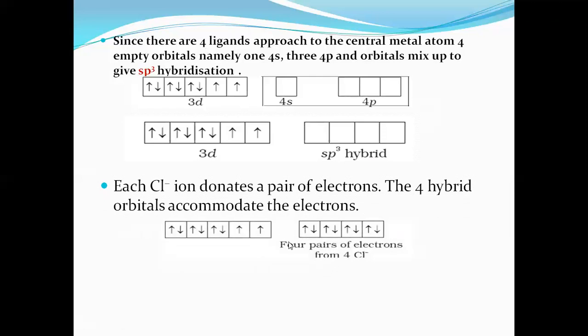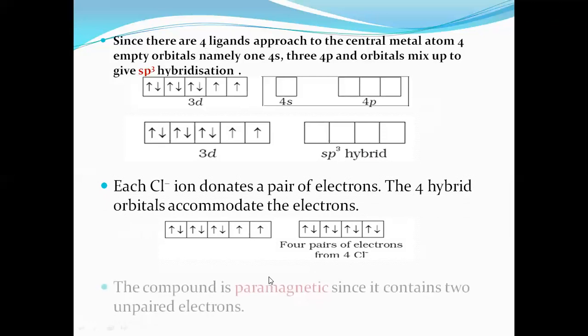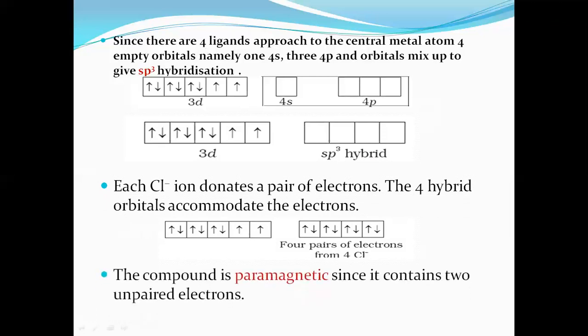sp3 hybrid orbitals. Here also it's very clear, in the complex there are 2 unpaired electrons, therefore the complex is paramagnetic with respect to 2 unpaired electrons in the complex. Since it undergoes sp3 hybridization, it is tetrahedral in nature.